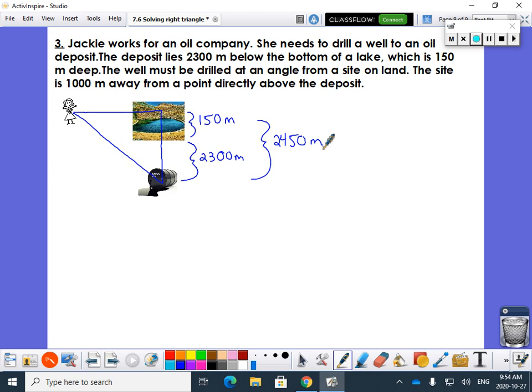So we want to figure out, sorry, I need you to add this. I forgot to do this at the beginning of the question. It doesn't actually tell you in the question what to calculate, so I'm giving it to you now. Calculate the angle of depression to the deposit.